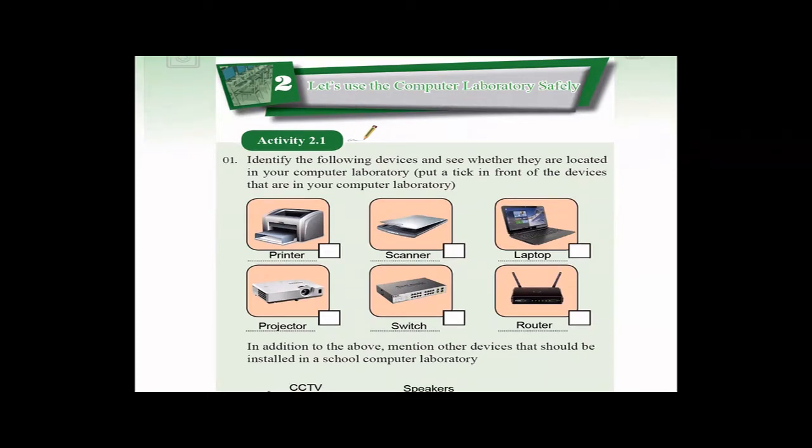Here they have given you some devices and are asking whether they are located in your lab or not, right? Maybe due to Corona, you haven't visited your school lab for a long time now. But what you have to do is check whether these devices are in your lab or not. The first one is a printer. This is a scanner, laptop, multimedia projector, switch, right? When we are connecting to the internet, we need a switch and the router for the internet connectivity. If these things are available in your computer lab, please put a tick. I haven't done that because it will differ based on your school lab.